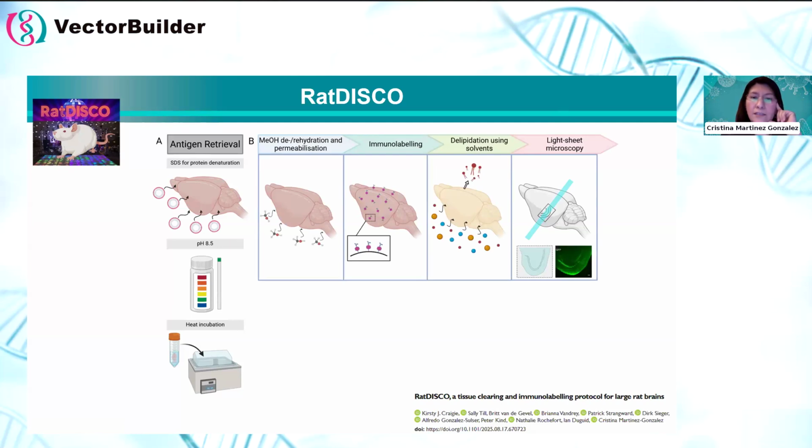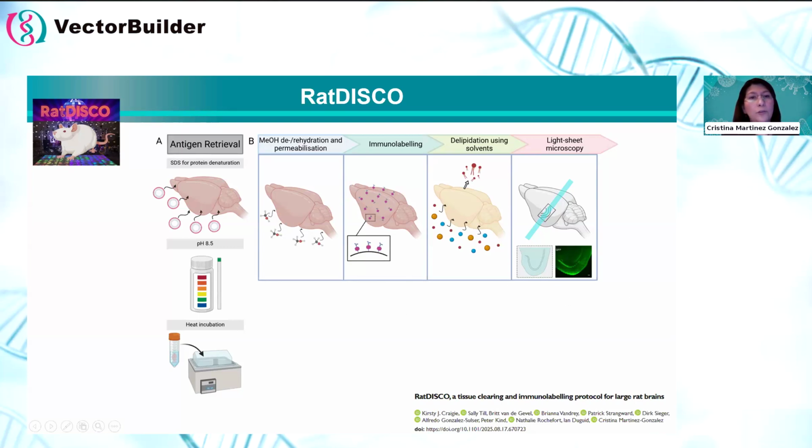We then follow the traditional DISCO methods with some modifications, in which again we rehydrate the tissue. We carry that with alcohol, with methanols. We immunolabel the tissue. By this point, the tissue is much more open thanks to the antigen retrieval steps, so antibodies penetrate much deeper and they can better see the antigenic regions that you're looking for. And then we remove the lipids with much stronger solvents and put the tissue in the light sheet microscope.